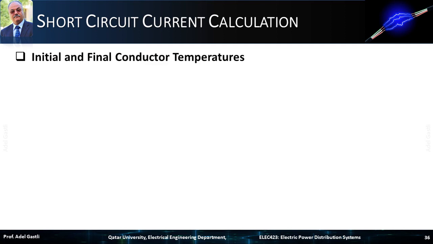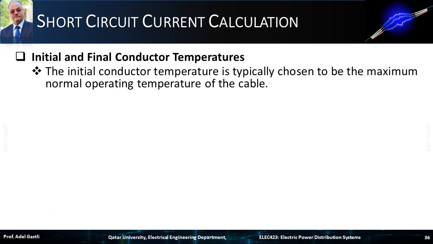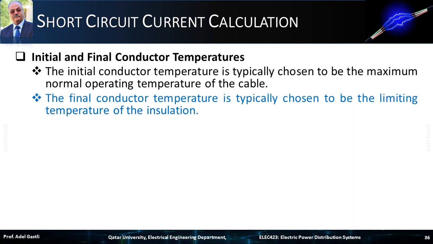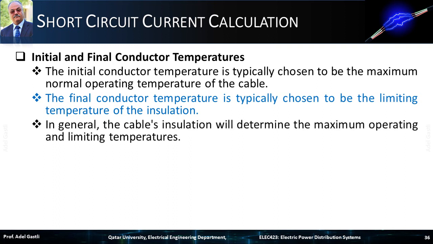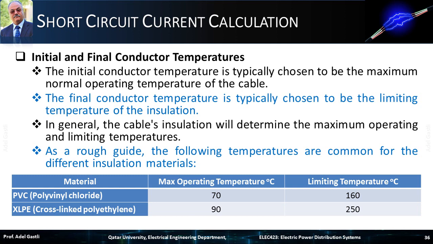Initial and final conductor temperatures are selected as follows. The initial conductor temperature is typically chosen to be the maximum normal operating temperature of the cable. And the final conductor temperature is typically chosen to be the limiting temperature of the insulation. In general, the cable's insulation will determine the maximum operating and limiting temperatures. As a rough guide, the following temperatures are common for the different insulation materials. Notice that, as mentioned earlier, the PVC has lower maximum temperatures than XLPE.